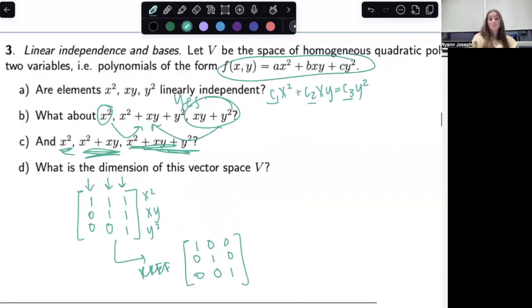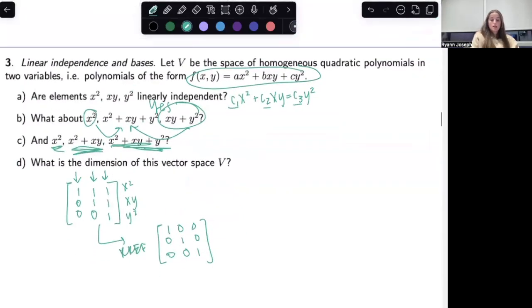So then the question is, what is the dimension of this vector space? It's saying how many elements are in every single basis for this vector space. So this is a basis, and this is a basis. They're both valid bases for this space V. They both have three things in them. So the dimension of V is 3.